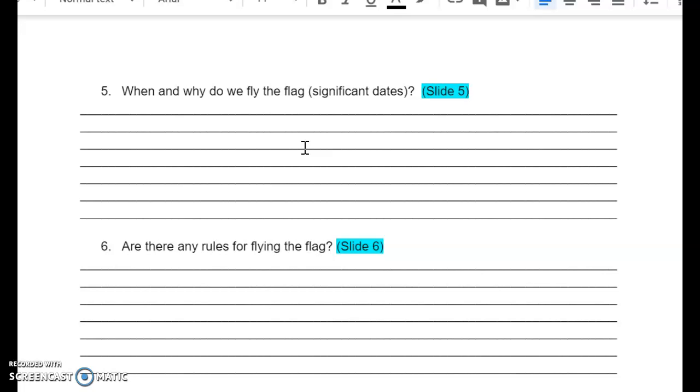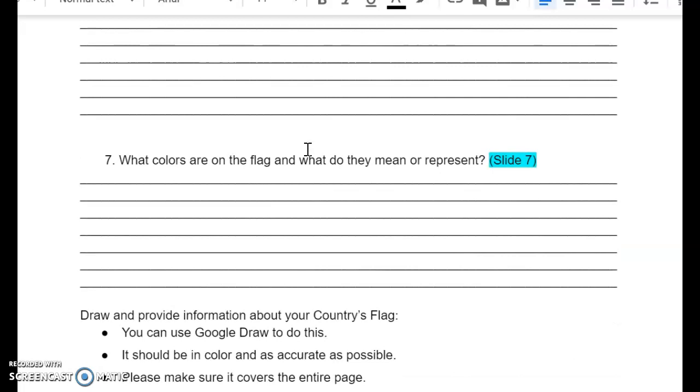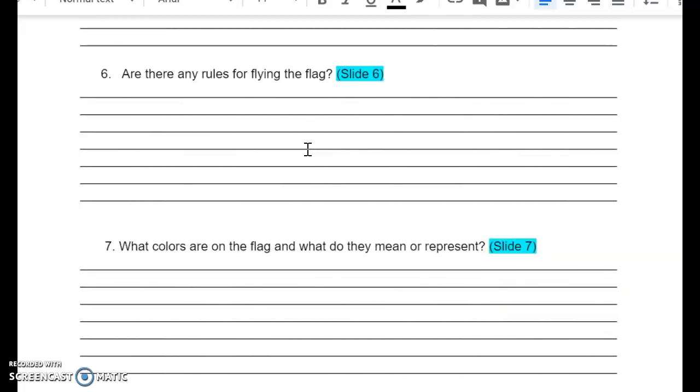Slide 6, are there any rules for flying the flag? Slide 7, what colors are on the flag and what do they mean or represent?